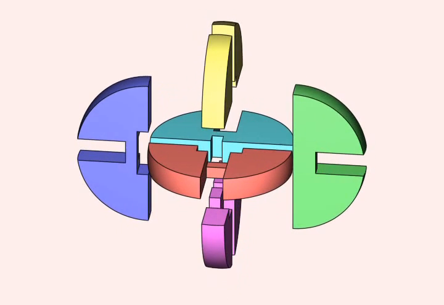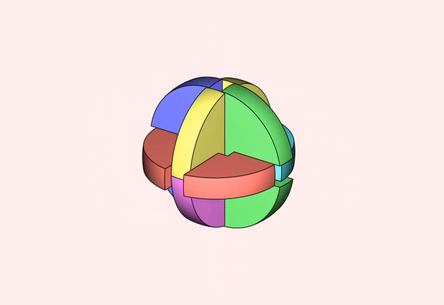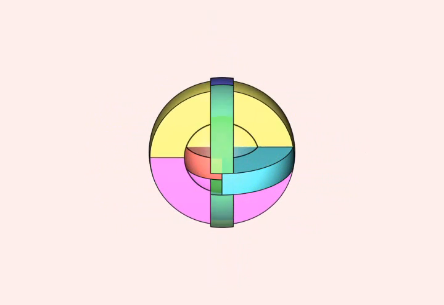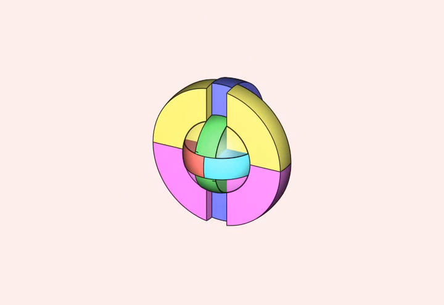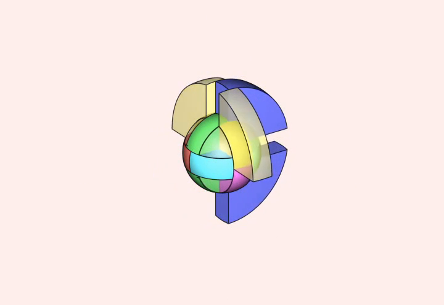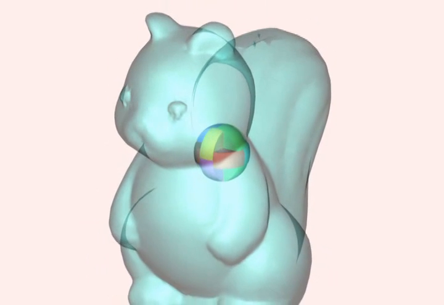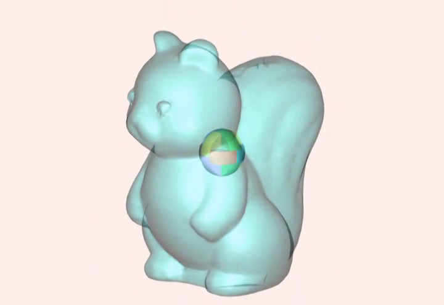Case 1, single knot. This is a basic case of embedding a single knot in a 3D model. We first partition the knot into inner and outer parts, such that the inner part is still a knot. We then place the inner part entirely in the input 3D model, which is the squirrel shown here.